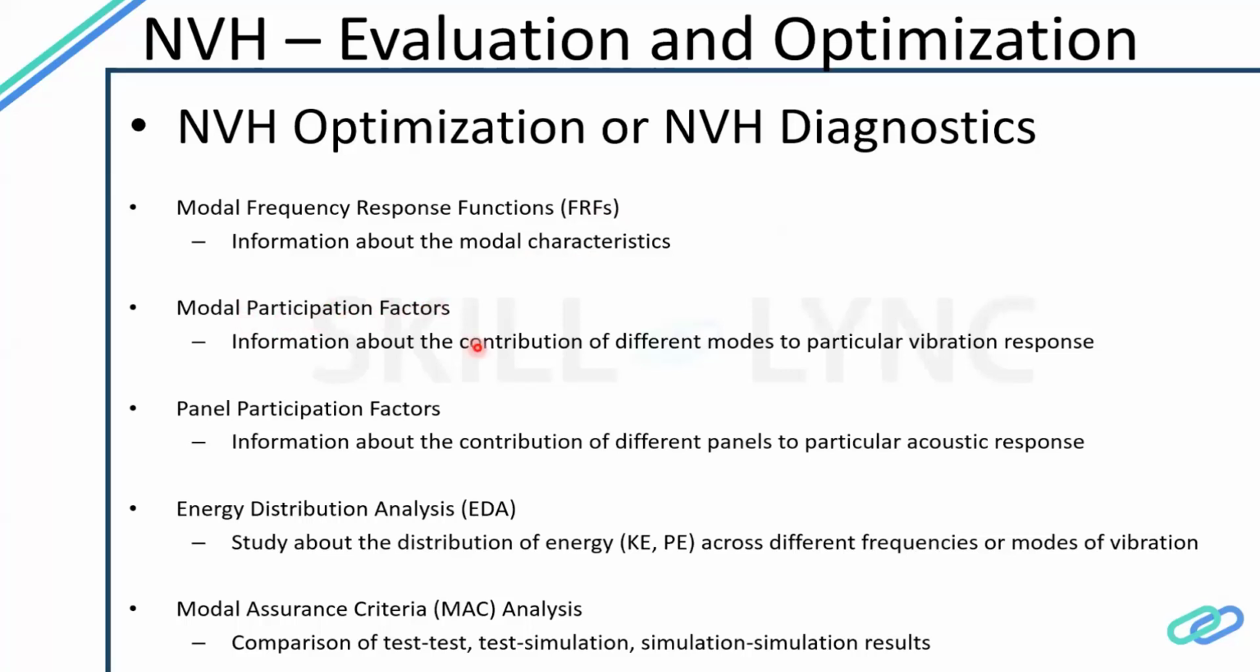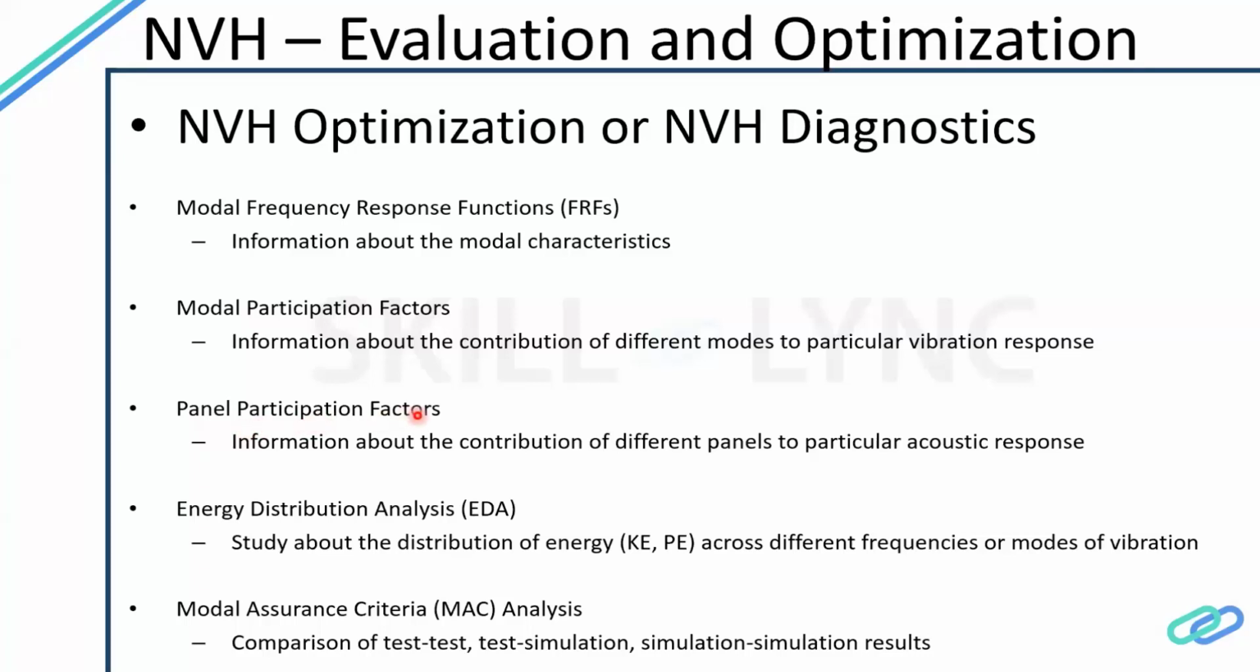Modal participation factors give information about how a particular mode is being influenced by the modes at different frequencies. For example, suppose I have a roof mode of a bus at 10 hertz. This mode is actually being affected by the modes at neighboring frequencies, for example, at 8 hertz, 9 hertz, or 11 hertz, 12 hertz. All these modes also will contribute to this mode at 10 hertz. So we should know how much is the contribution from different modes to a mode at a particular frequency. This is done by using modal participation factors, and this will be further used for the fatigue strength evaluations.